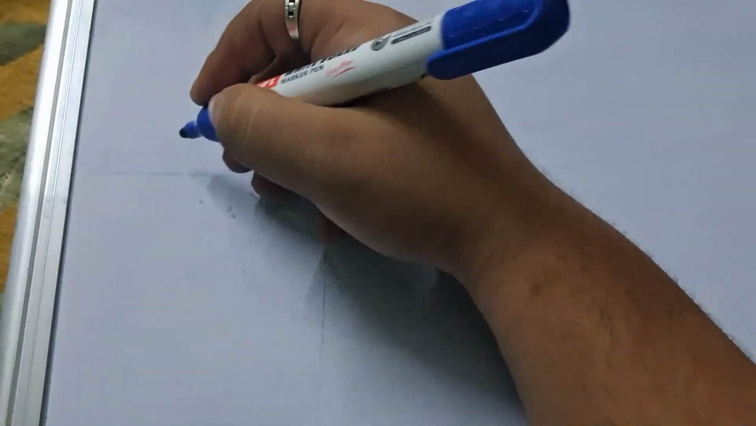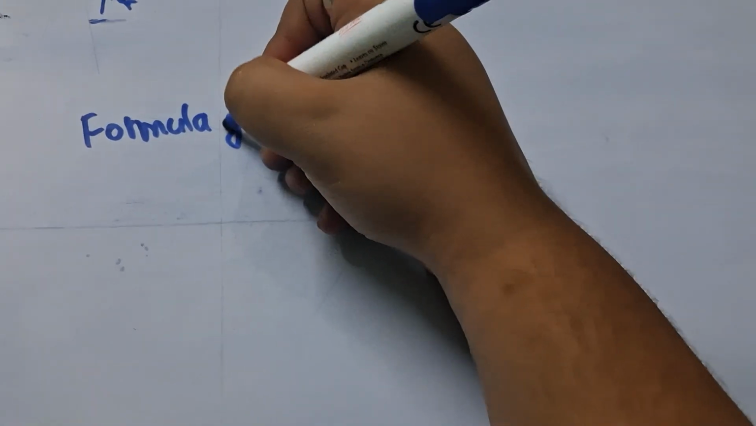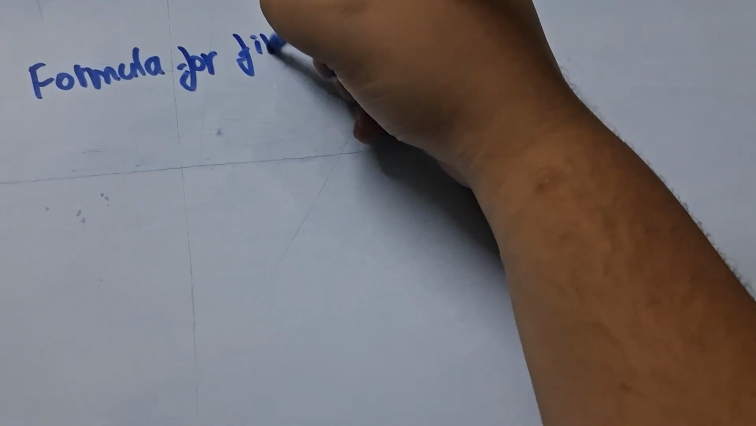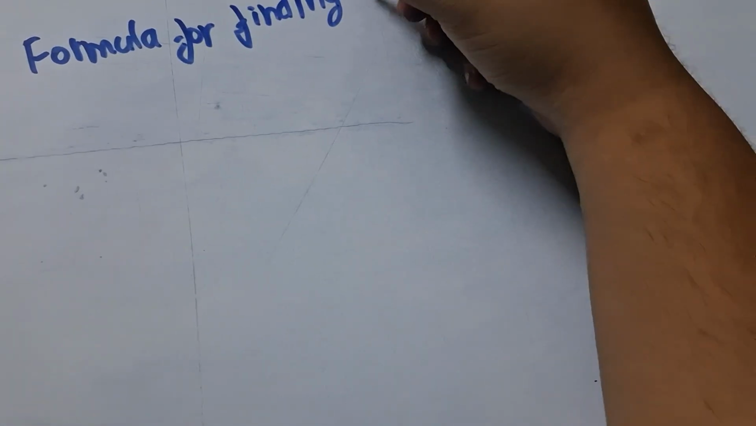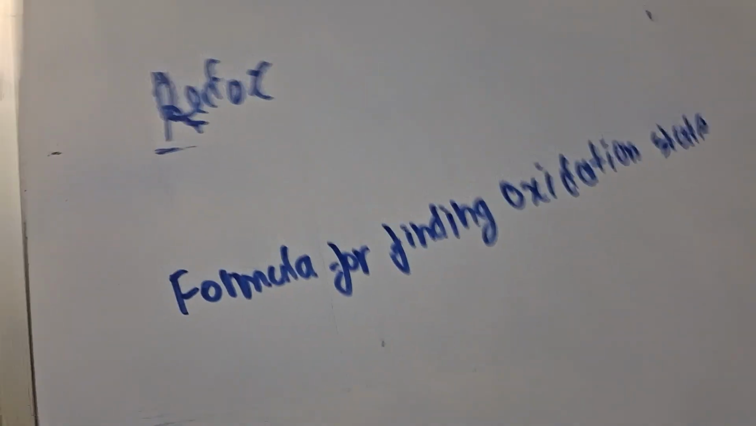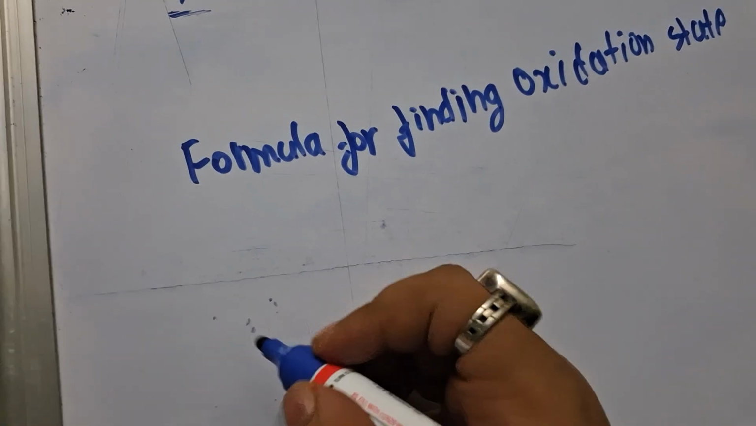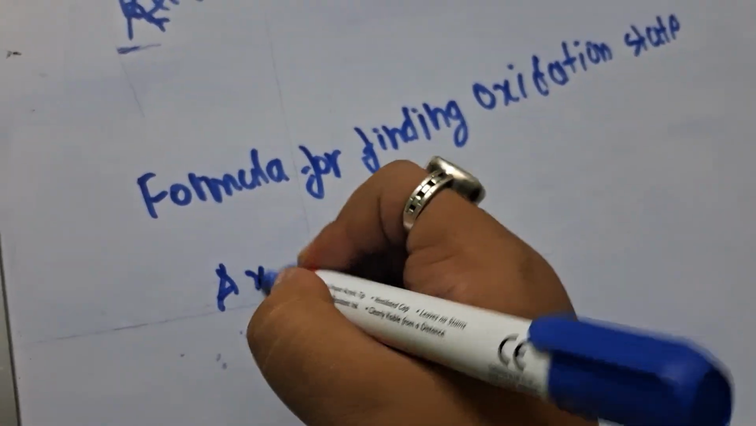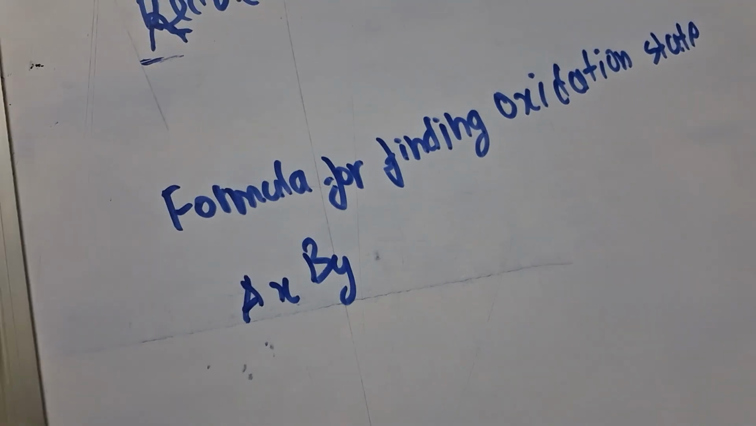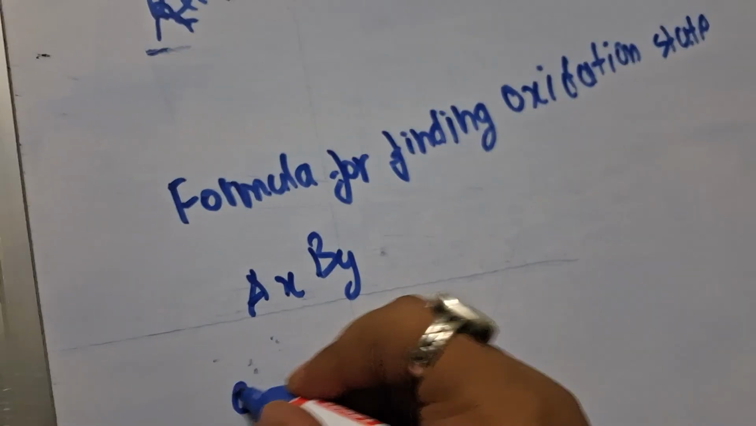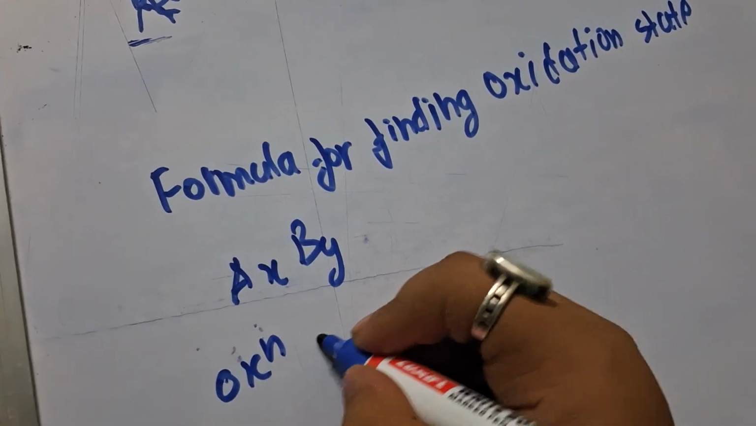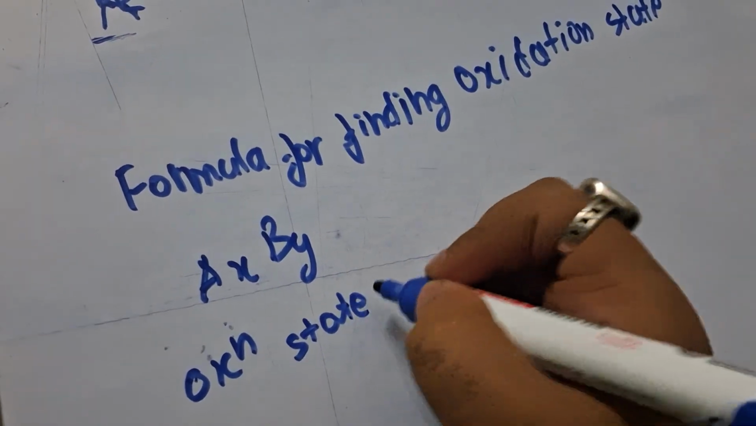Next up is the formula for finding oxidation state. Now this will not work every single time, but it will work most of the time. I will tell you when it doesn't work. There is a simple formula: AxBy. You might be getting flashbacks from physics, but don't worry. We have not studied physics on this channel yet. That's going to be the next chapter.